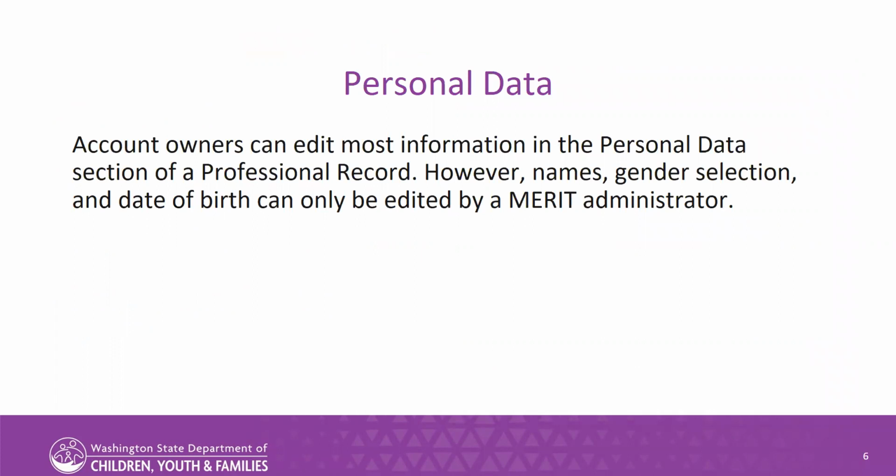A common question that is asked is, how can I update my personal information in my Merit account? Most information in the personal data section of a Merit Professional Record can be edited by the account owner. This includes email, contact information, and address. However, some information can only be edited by a Merit administrator at DCYF. This includes name, gender, or date of birth. This is because this information can be linked to a portable background check.